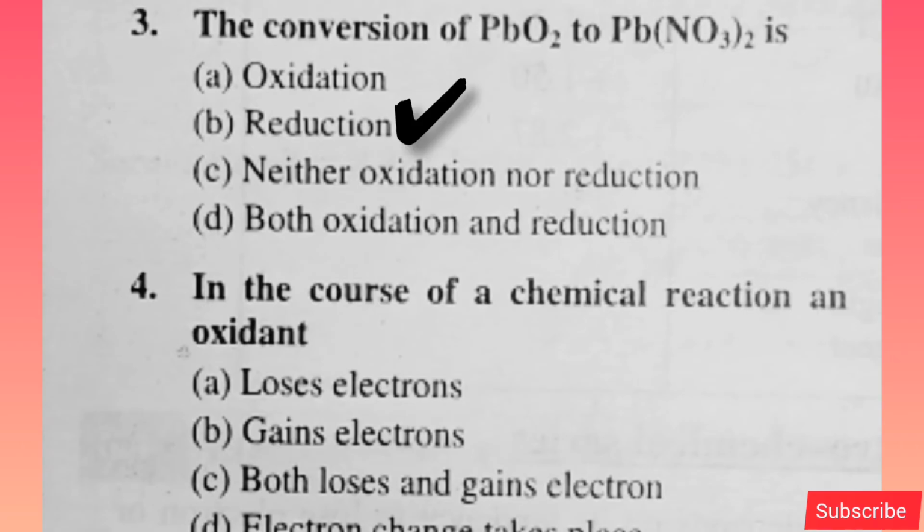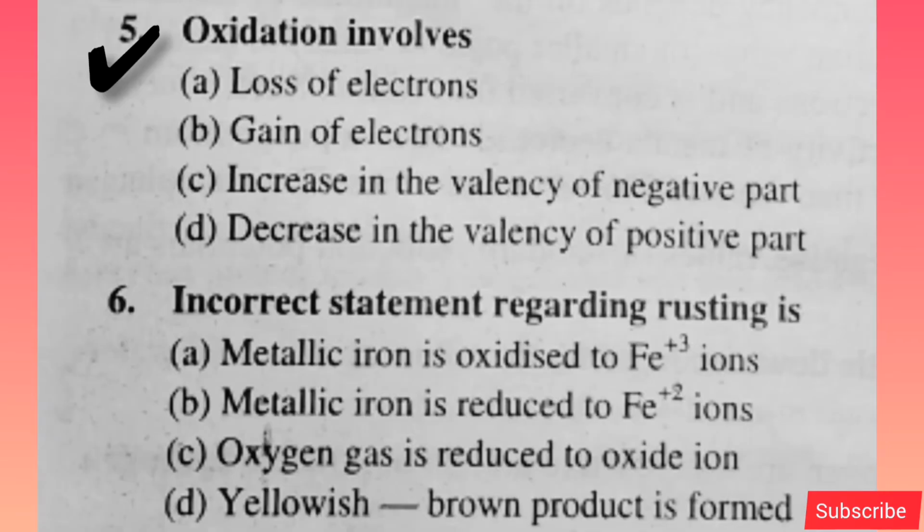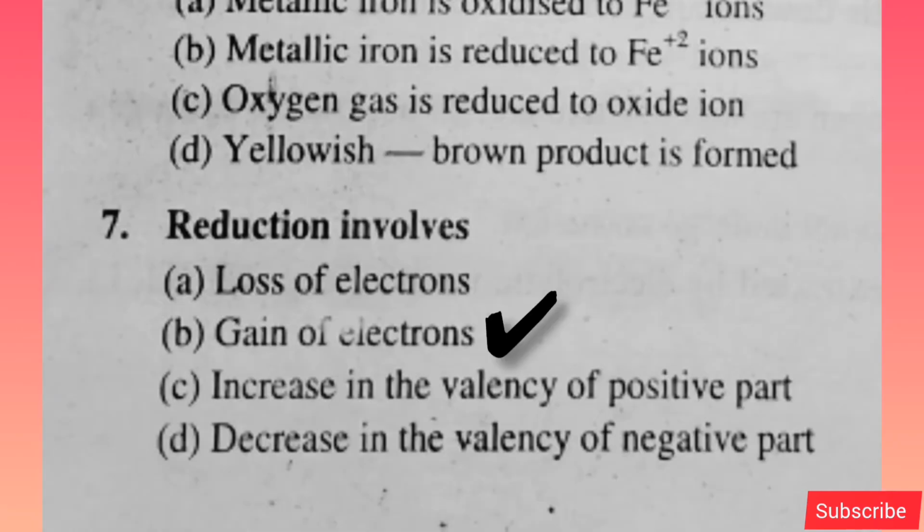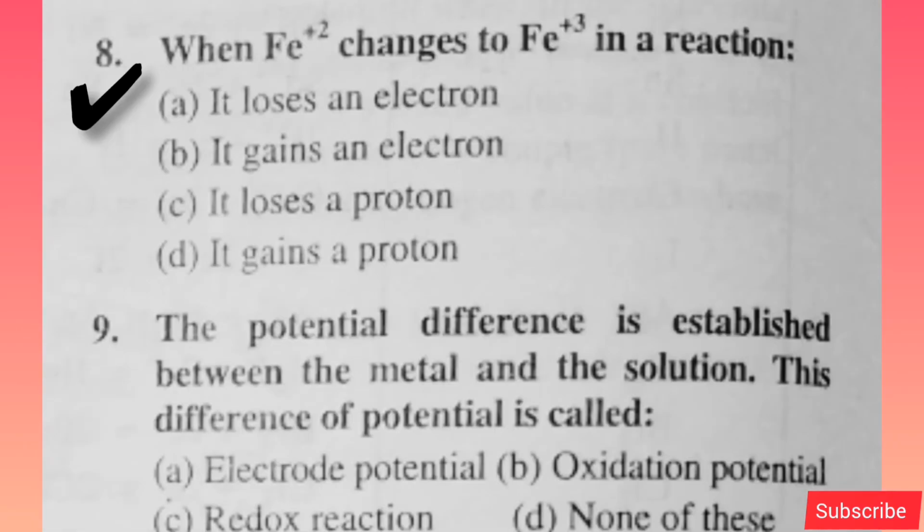Option B is right. In the course of a chemical reaction an oxidant. Option B is right. Oxidation involves loss of electrons. Option A is right. The incorrect statement regarding rusting is. Option B is right. Reduction involves. Option B is right. When Fe2+ changes to Fe3+ in the reaction. Option A is right. The potential difference is established between the metal and the solution. This difference of potential is called.